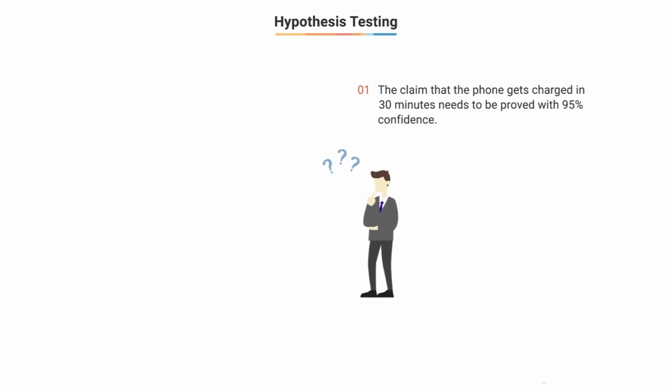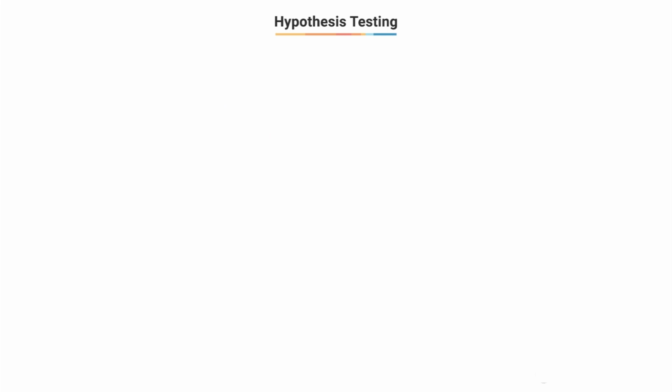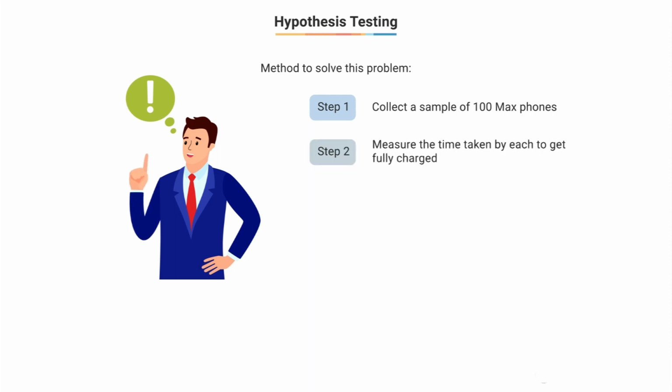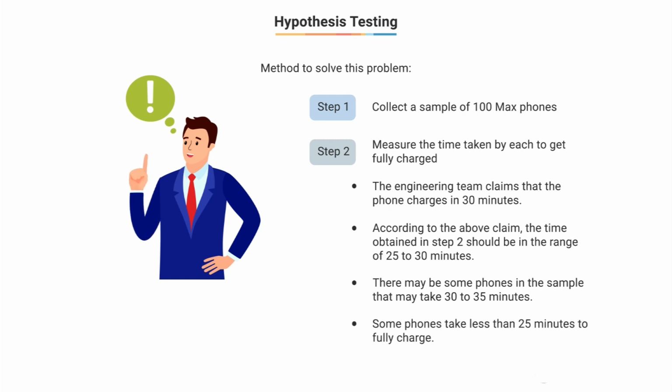What if I tell you that you actually know how to solve this problem using the concepts that we already covered in the previous discussions? Well, the approach I would use is that I can collect a sample of say 100 Max phones. After collecting the sample, I would measure the time to fully charge each phone. Now, since the popular sentiment was that the phone charges within 30 minutes, my guess is that most of these values will fall in the range of 25 to 30 minutes. There may also be a few phones that take more than 30 minutes, like the one that the manager had chosen, and some that may take less than 25 minutes to fully charge.